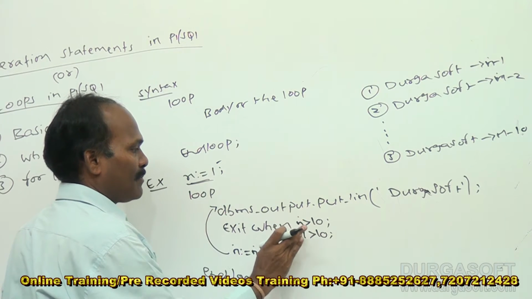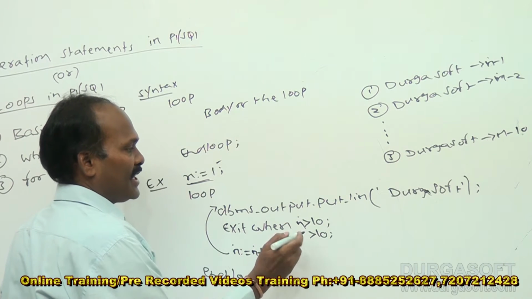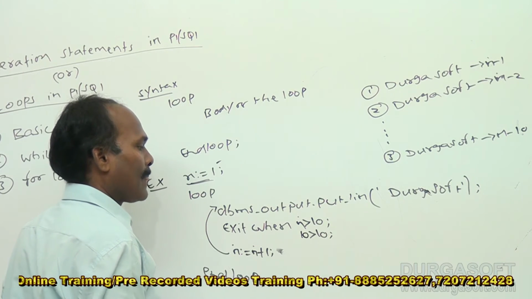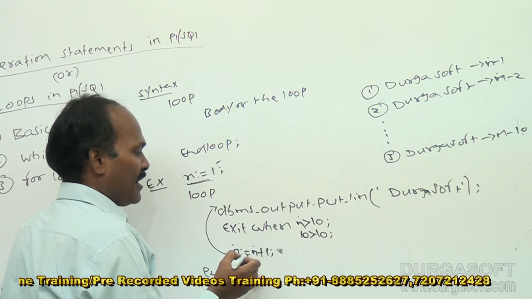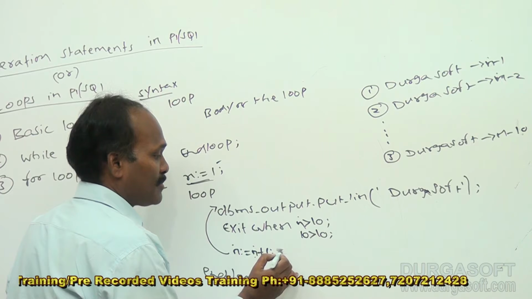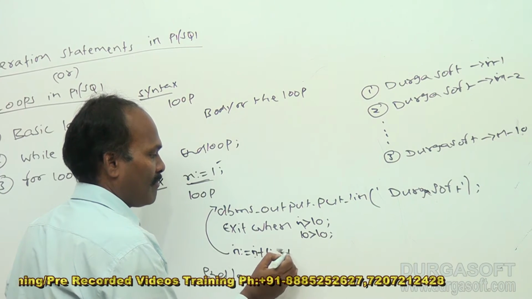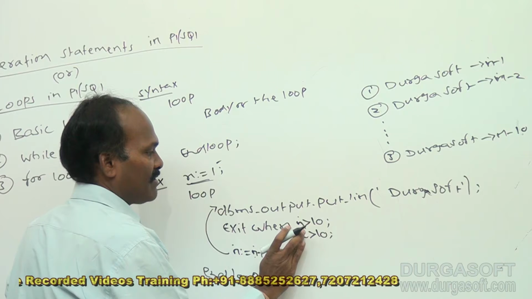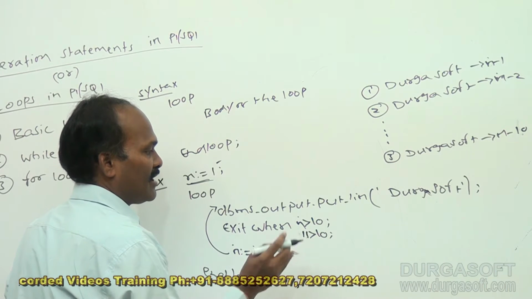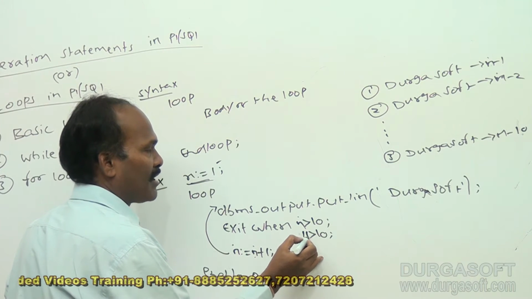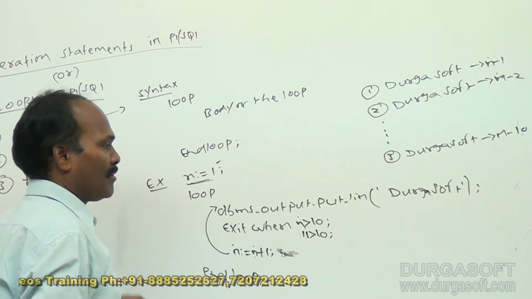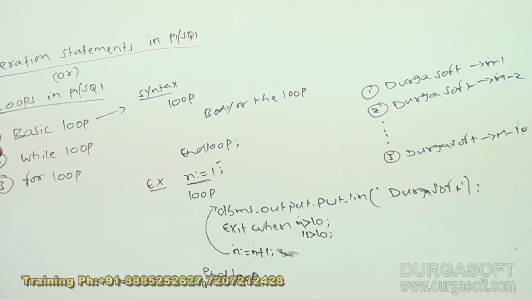So after printing this, it is going to check whether n is greater than 10. Is it true or false? False again. What happens? n equal to n plus 1. Now n value becomes 11. When n value equal to 11, the message is printed. And after that, 11 is greater than 10, so the condition is true here. So when the condition is true, automatically control comes out of the loop.